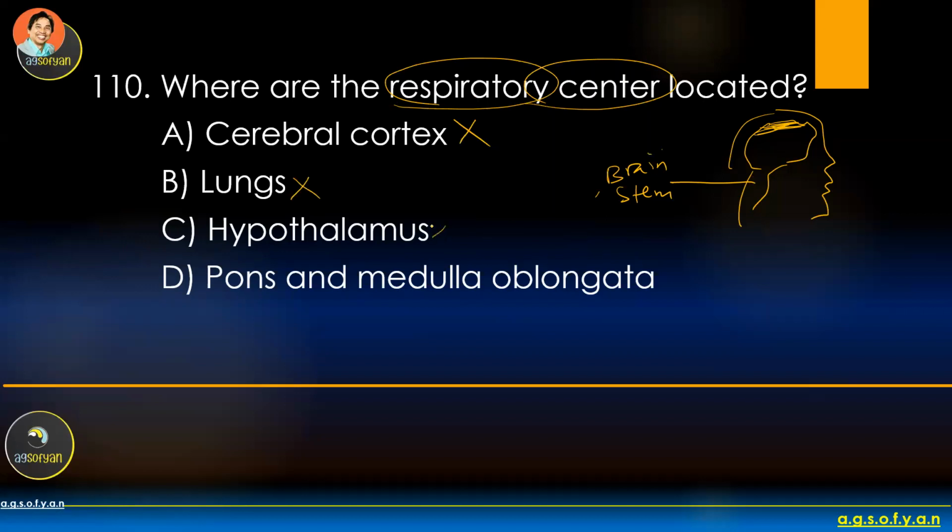It is not the hypothalamus. The hypothalamus is for hormones. Remember, the hypothalamus is the connection between the brain and the endocrine system. The respiratory center is in the pons and medulla oblongata, which are part of the brain stem. Remember, the brain stem consists of the midbrain, pons, and medulla oblongata.